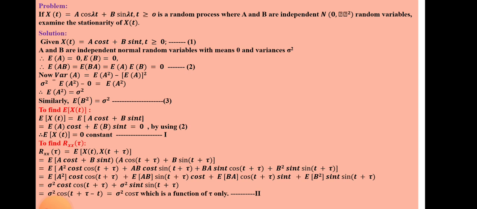Again we are applying the cos A minus B formula: cos A cos B plus sin A sin B. Here A is equal to t plus tau, B is equal to t. So sigma squared cos of t plus tau minus t. You will get sigma squared cos tau, which is a function of tau only. From 1 and 2, it is a WSS process: expected value is constant and autocorrelation is a function of tau.